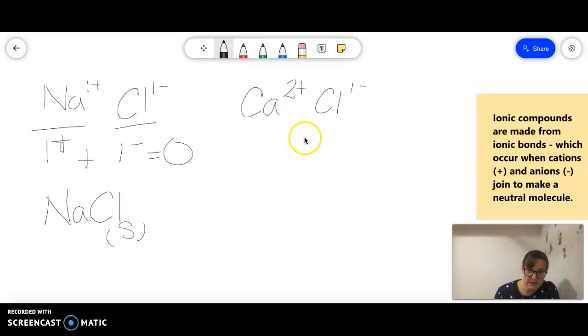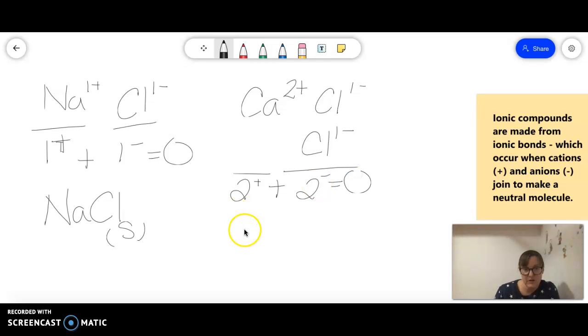So here we're going to take another one of these chlorines, and now I have 2 minus as our total and 2 plus as our total. So when we add 2 plus to 2 minus, we get a neutral compound. That means our compound will look like CaCl2. Now this 2 right here means that we needed 2 of these chloride anions. We needed 2 of them to balance the charge on the calcium. So we're using this 2 down here to balance the charge.